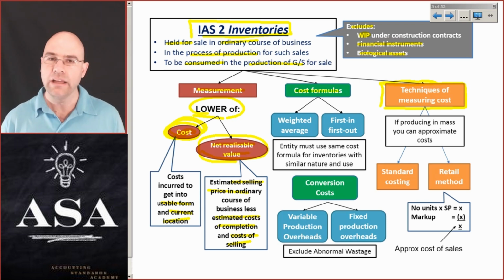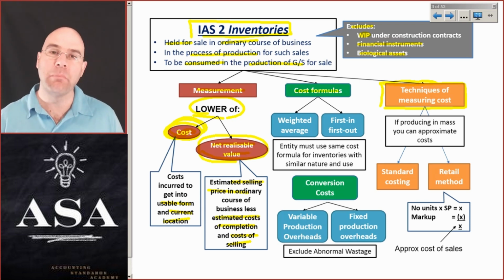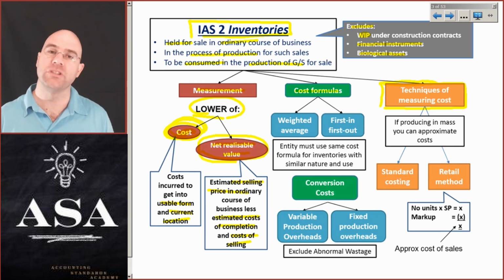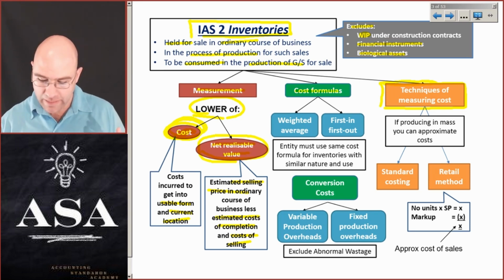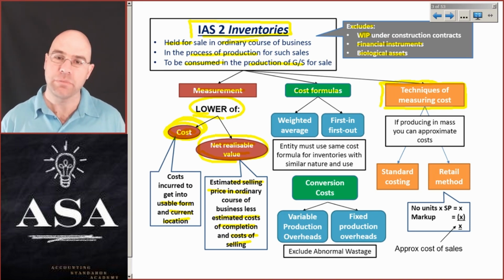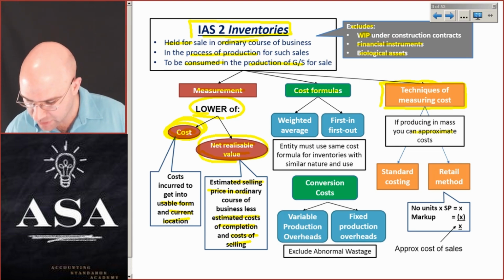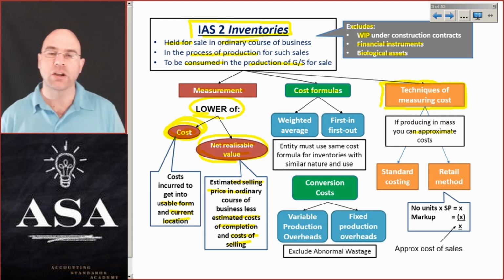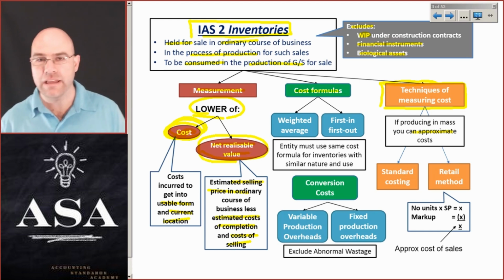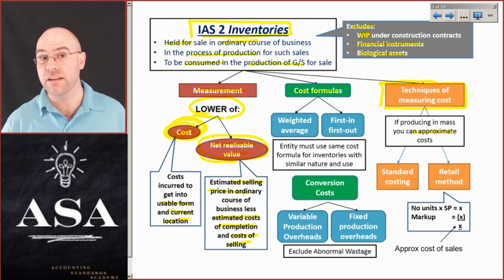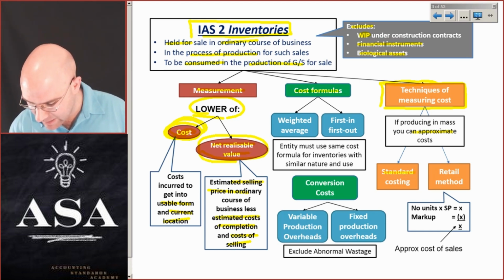Here, if we are producing en masse, huge amounts of homogeneous product, then we'll need to have some type of approximation process or a cost allocation process. And here we'll look at, or the standards often talk about, either standard costing or the retail method.